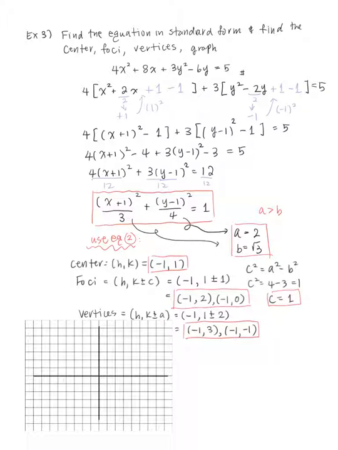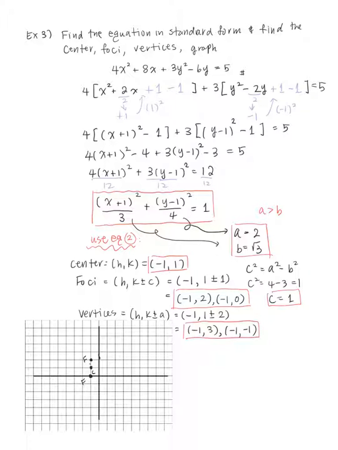Okay, so now let's start plotting points. So the center is at negative 1 comma 1. Maybe the grid is too small. Sorry about that, guys. Foci are at negative 1 comma 2. I'm going to erase that. I'm just going to write it as C here just so that you can see it better. And negative 1 comma 2, that will be here. And then negative 1 comma 0. This is such a tight squeeze.